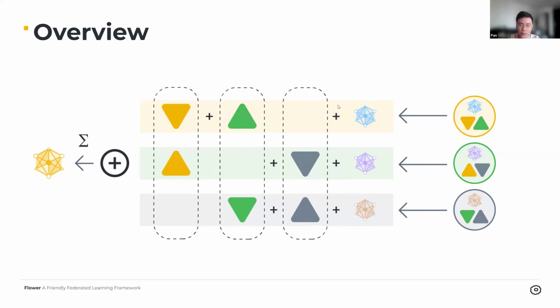In that way, although each individual client's model update is masked and is basically mathematically random noise, after we sum them up, we can obtain the accurate global model, the accurate aggregate model.